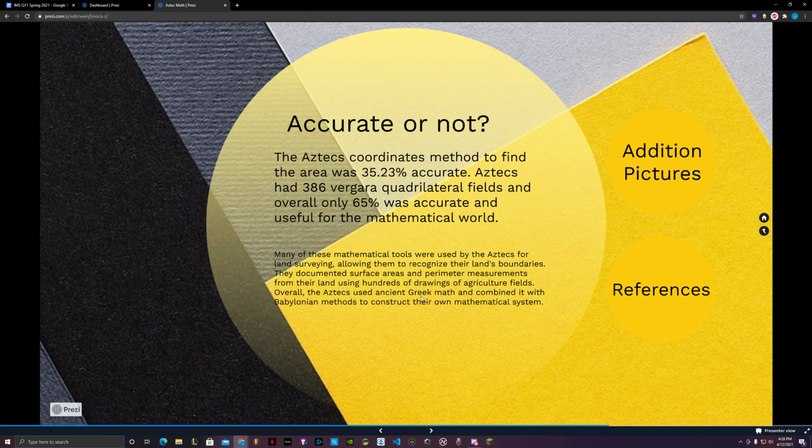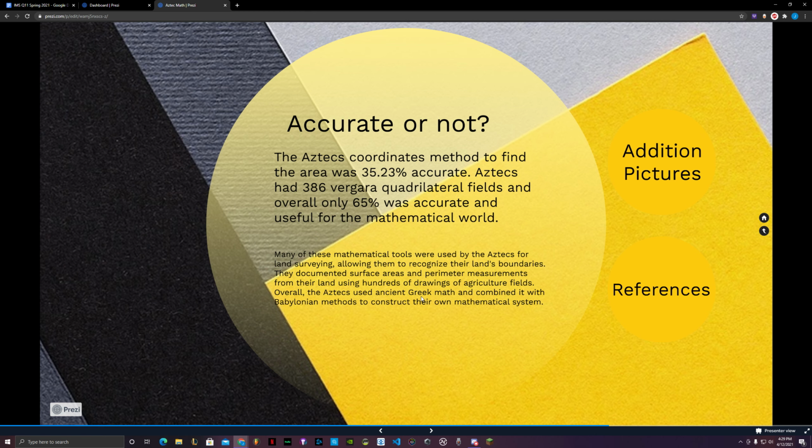Overall, the accuracy of the Aztecs to find the area was pretty low, which was 35%. They also had 386 Vergara quadrilateral fields, which were 65% accurate. So that was more accurate compared to what they had in the 660 Codex Vergara.